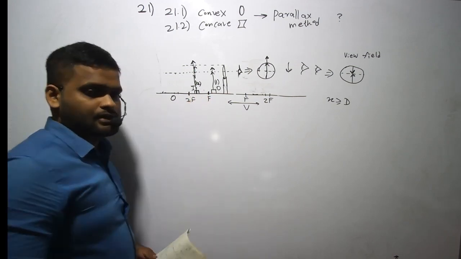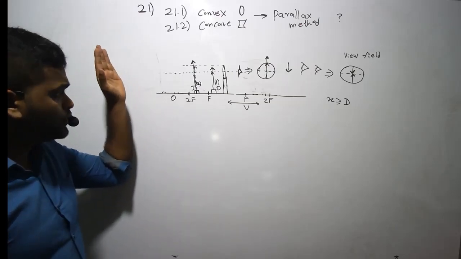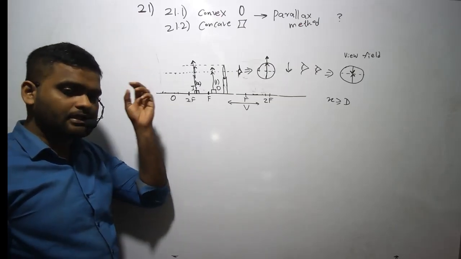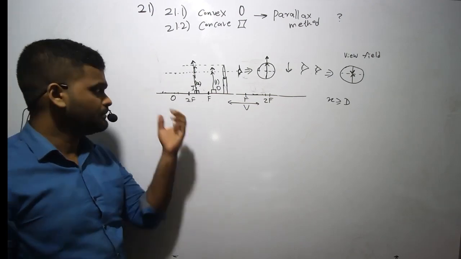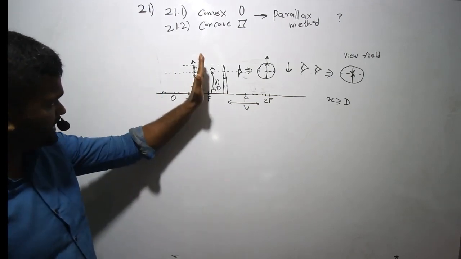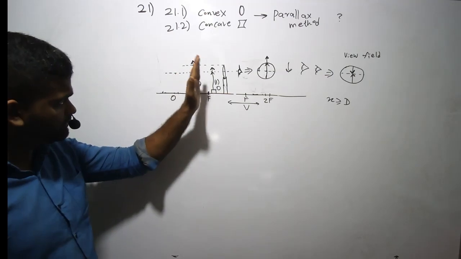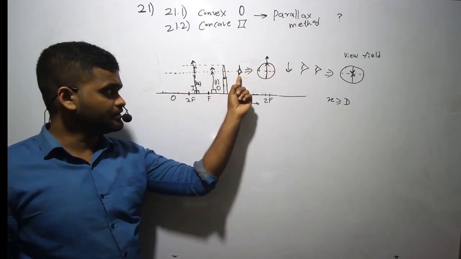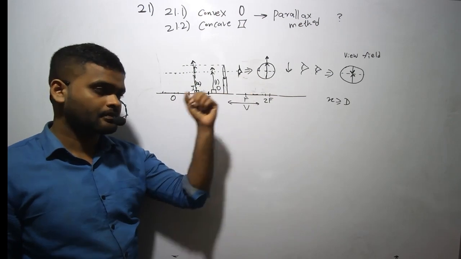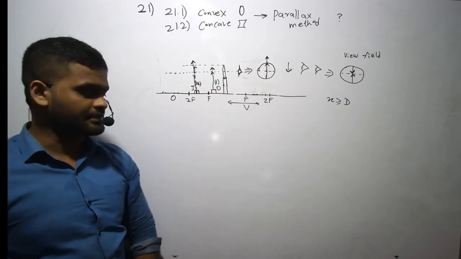Then you have a question. You will have a question if you think, do we need a screen? Because you don't have to worry about objects beyond f. Because you don't see the images of those objects since you are placing the eye here. So do we need a screen in this case?